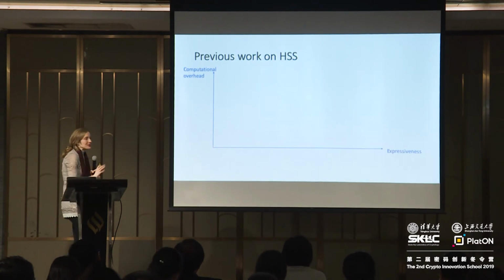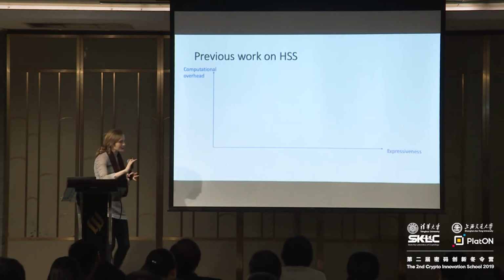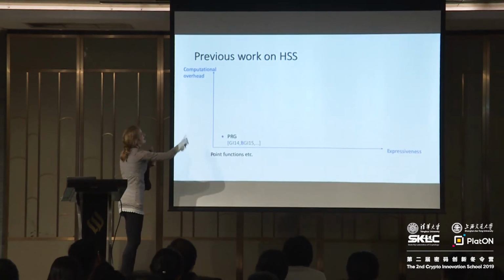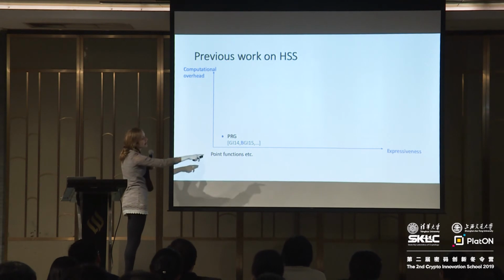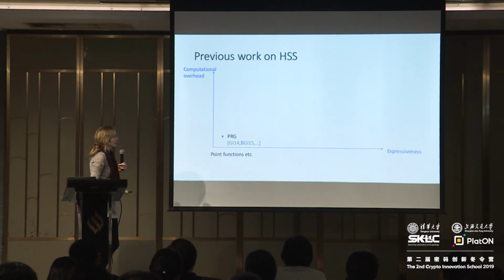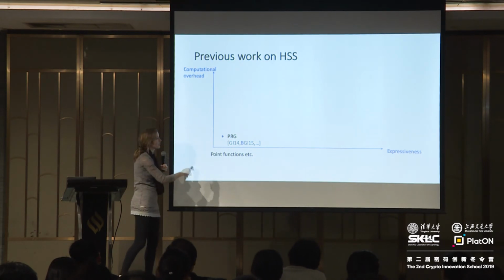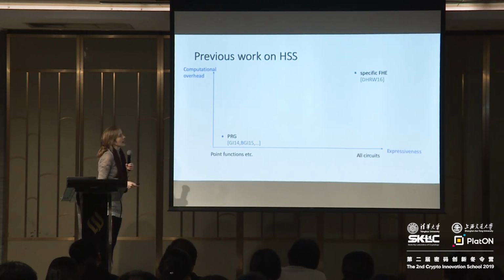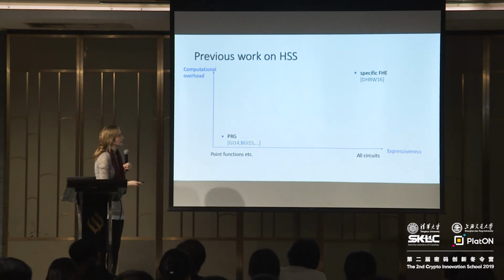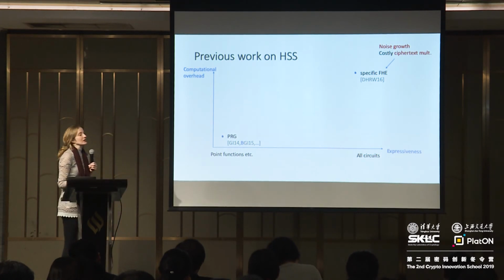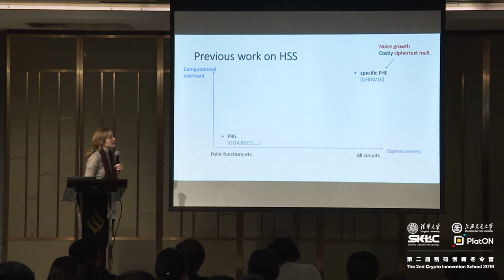Okay, so here I want to give you a slightly different angle view of existing results in HSS. So this is computational overhead mapped with respect to expressiveness. So in this corner, this is where we have these simple functions, things like equality match and so forth from one-way functions. And on the other end, this is what I just described in terms of using threshold FHE. Okay, although there's some downsides to this. For example, you do have these noise growth and ciphertext multiplications.